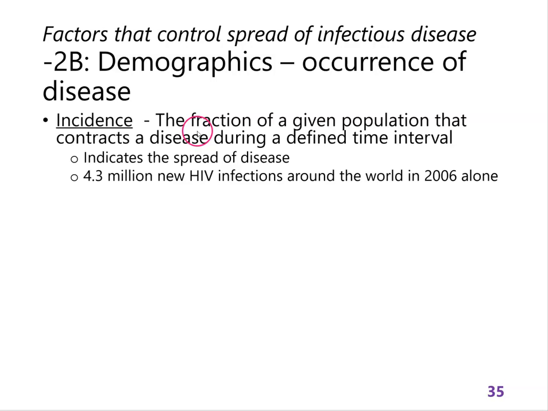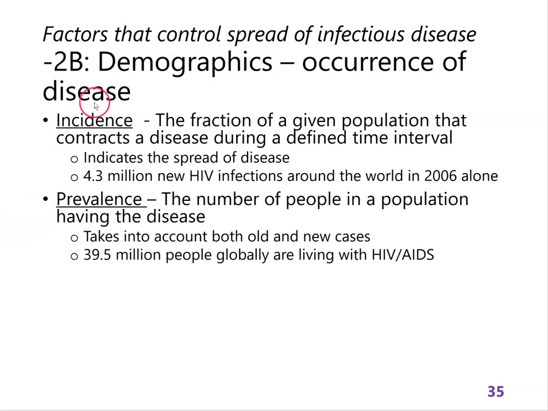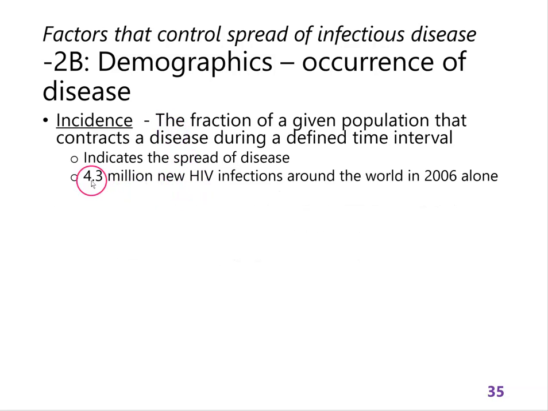And here are some important words that will come up again: incidence and prevalence. Incidence is how many people get a disease per time. So incidence would be like how many HIV infections were there in 2006.